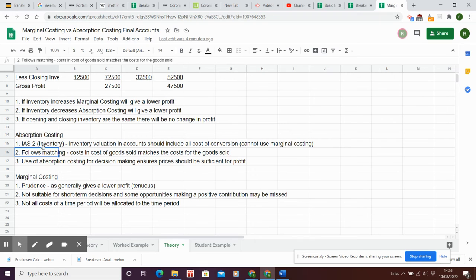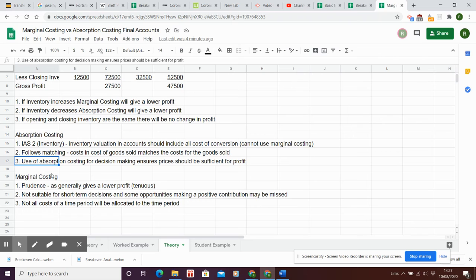Absorption costing clearly follows a matching concept. So we're matching the cost of the goods that we sell with the period in which we sell them. The goods that we don't sell, we move them by subtracting them in the cost of sales calculation to the next year, and those costs will be reflected in next year's expenses.